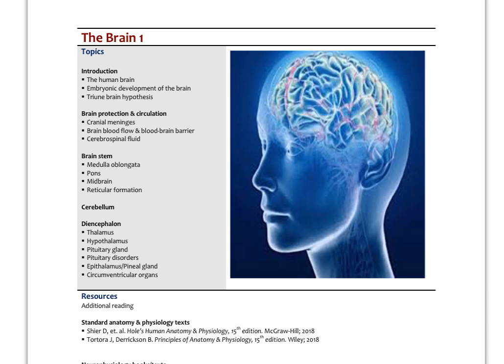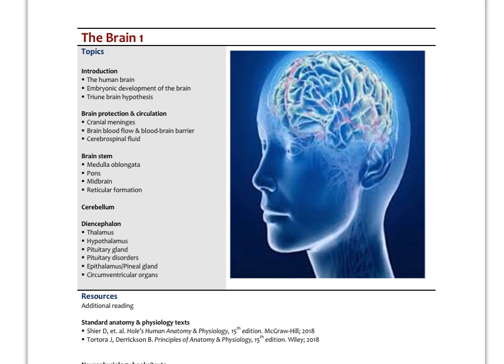And then in subsequent videos, we'll look at the protection of the brain, the meninges, and the blood flow. And then we'll look at the brain stem, the cerebellum, diencephalon, and then in brain 2, we'll look at the higher brain structures, the cerebral cortex, and all those functions.